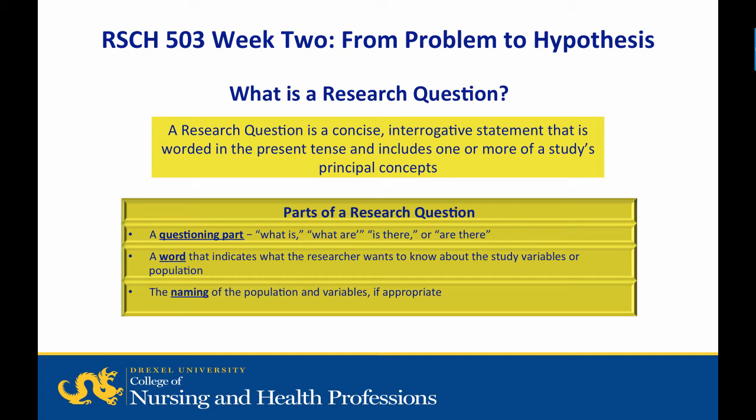A research question is a concise statement that is worded in the present tense and includes one or more of a study's principal concepts. There are 3 parts to a research question. First, the questioning part: what is, what are, or are there. The second part is a word that indicates what the researcher wants to know about the study variables or population. The third part is the naming of the population and variables, if appropriate.